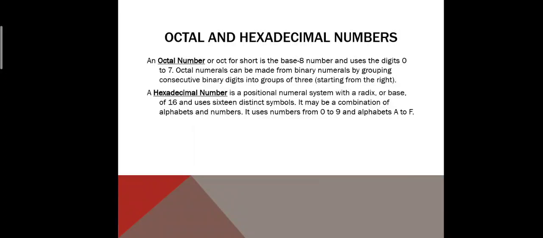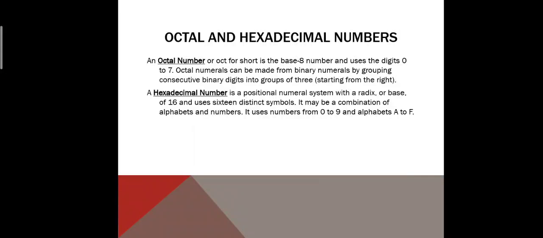So, octal and hexadecimal numbers. An octal number, or oct for short, is the base 8 number and uses the digits 0 to 7. Octal numerals can be made from binary numerals by grouping consecutive binary digits into groups of 3, starting from right. A hexadecimal number is a positional numeral system with a radix or base of 16 and uses 16 distinct symbols. It may be a combination of alphabets and numbers.